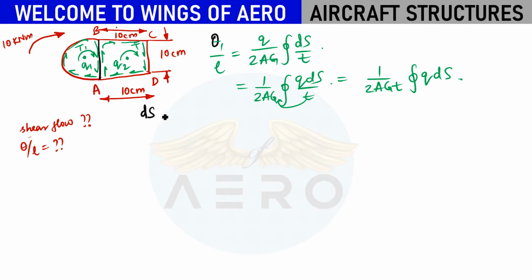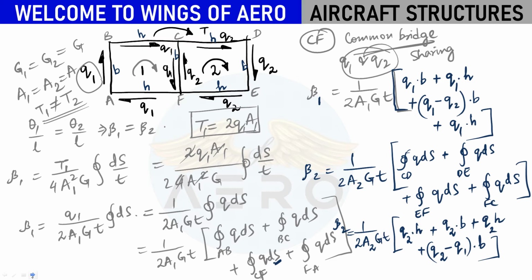But how to find ds? Here you are going to use the perimeter to find it. What is the perimeter? Here it is a semicircle, so you are going to write 2r. You are going to use 2r instead of the ds for this. Other things are going to be the same. Now next, this is for beta 1 and beta 2.